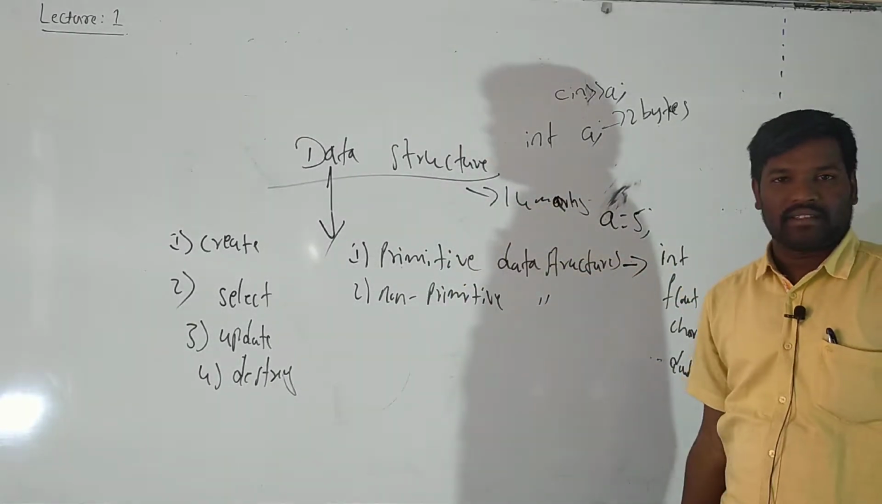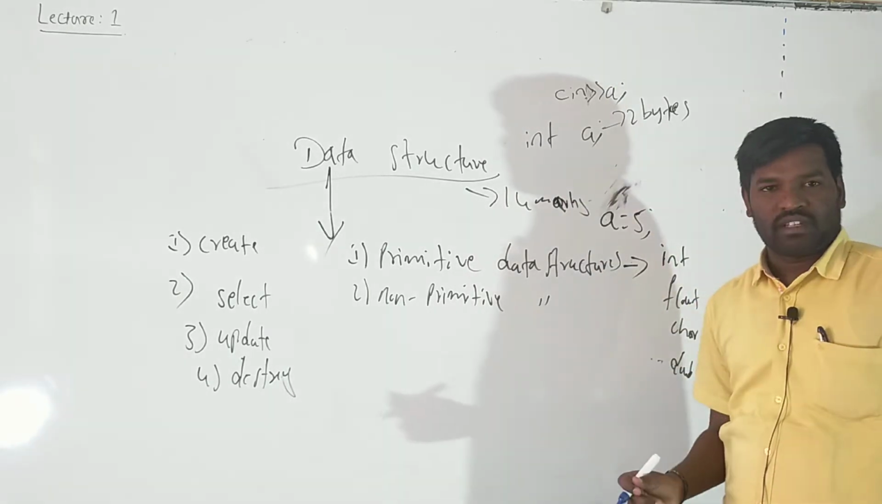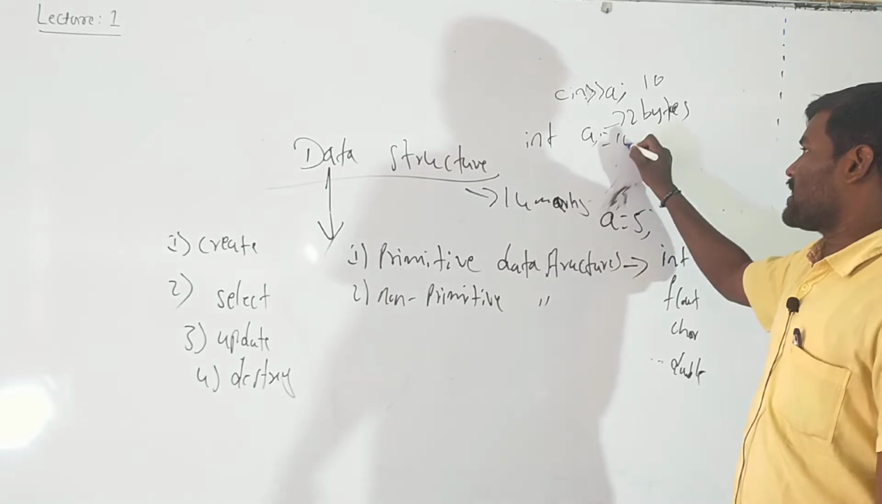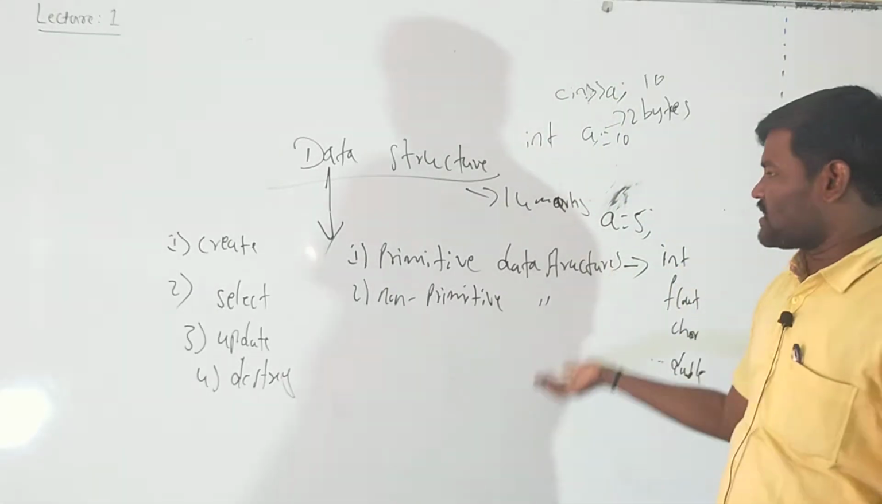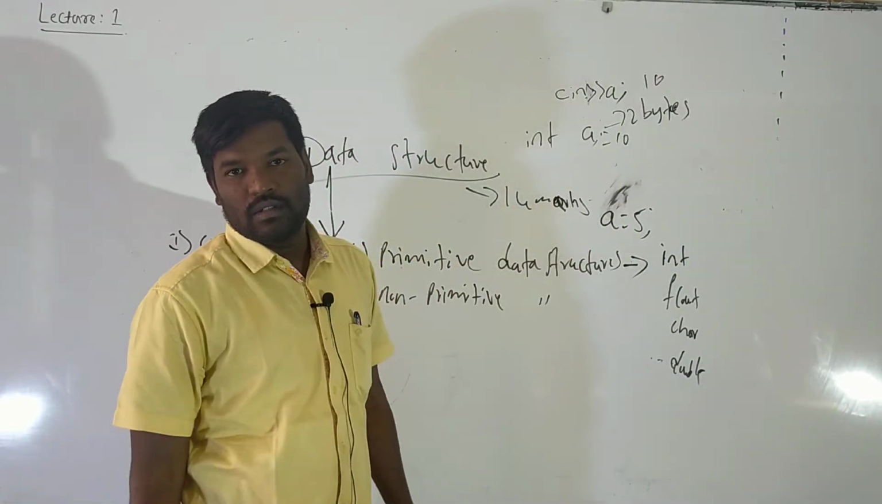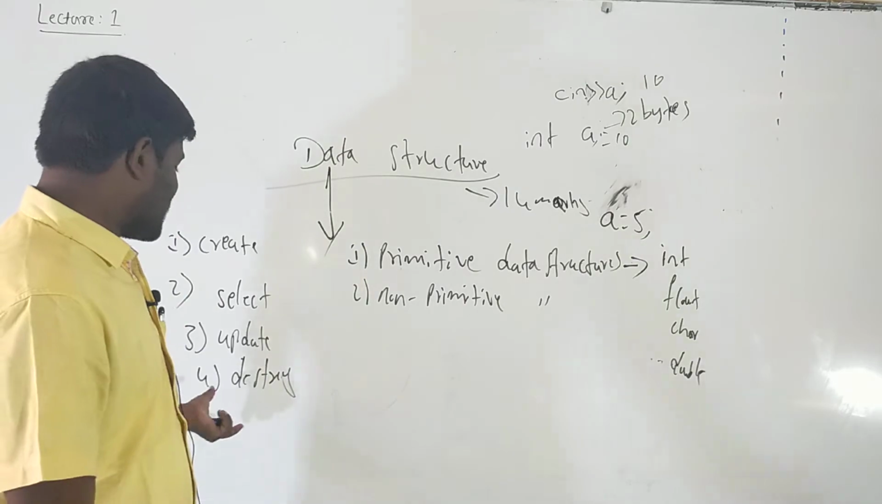Next, update. Update means modifying the existing value. I can give the input value as 10 here, or I can assign A is equal to 10. After writing some instructions, again I can initialize, again I can update the A value as 5. Update means modifying the existing data structures. So next is destroy.